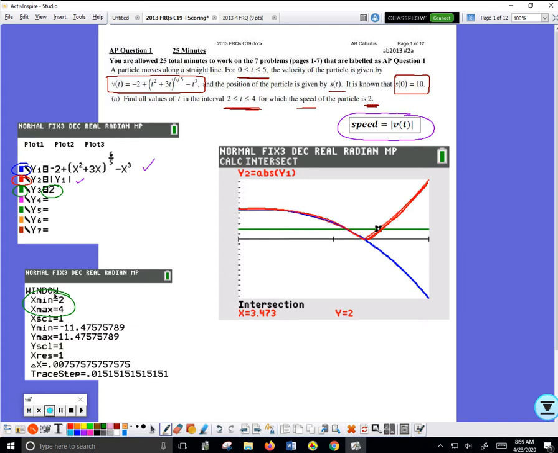Since I'm using the calculator, I've got to tell the grader what I'm doing here. So I write down that speed is equal to the absolute value of the velocity, which is equal to 2 when t equals, using my calculator, I was able to determine the 2 times were 3.128. And t equals 3.473.